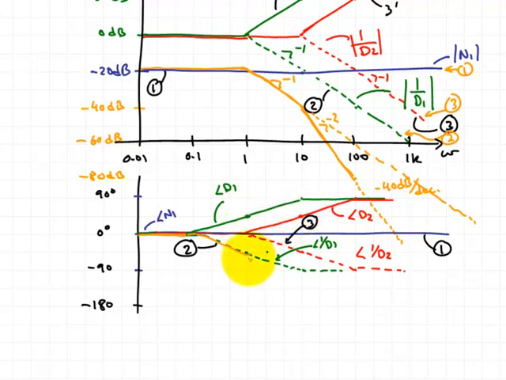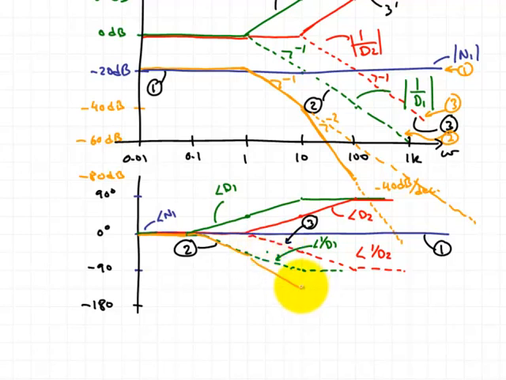At this point, we now have two transitions in phase. The green is still dropping at the same rate, but the red is dropping at the same rate as the green, and so it doubles. So that will happen all the way up to 10 radians per second. So we will have an increased slope here.